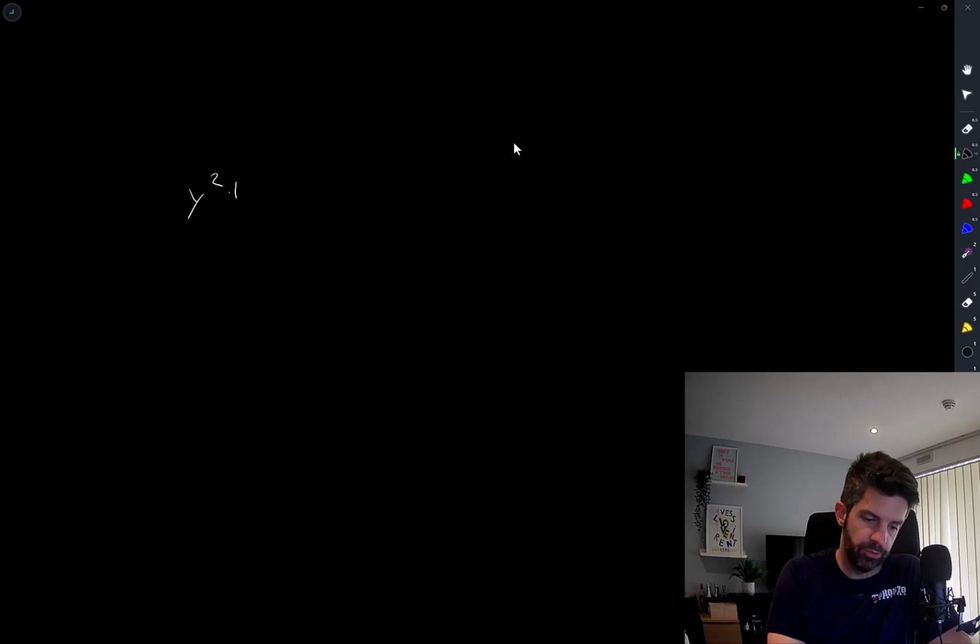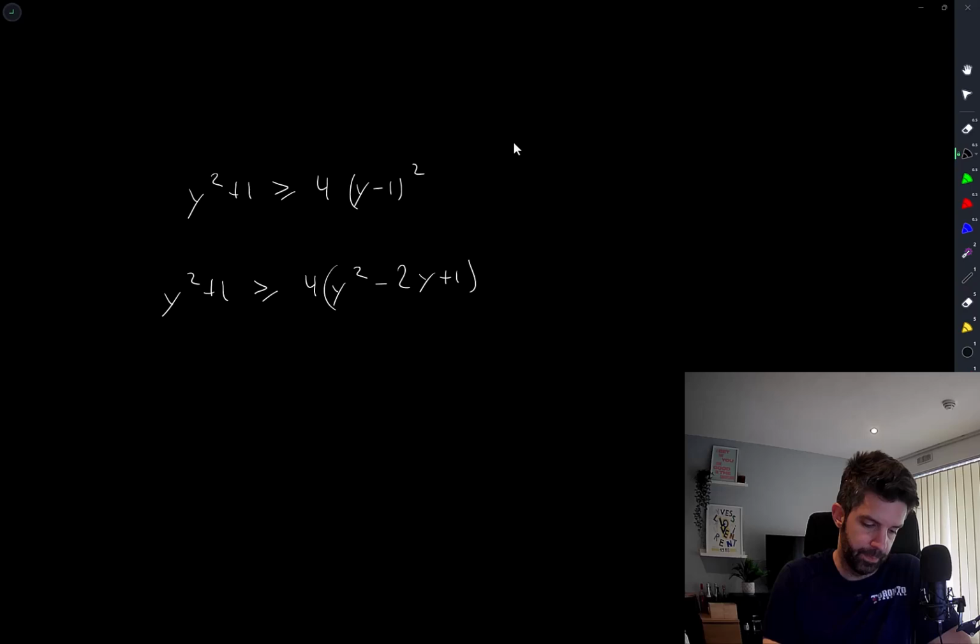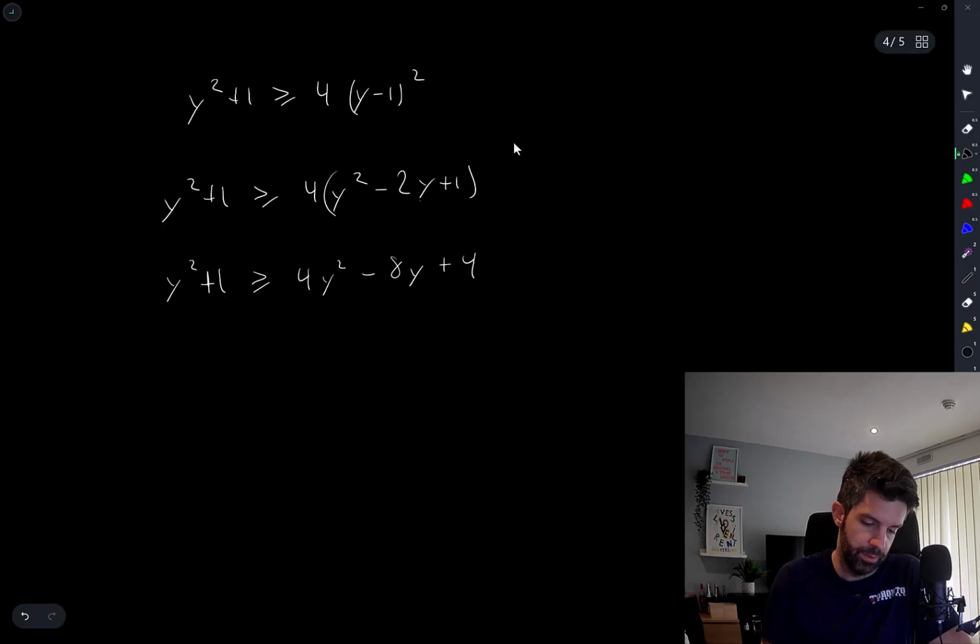We're going to assume that y squared plus 1 is greater than or equal to 4 times y minus 1 squared. Let's just expand this. Y squared plus 1 is greater than or equal to 4 times y squared minus 2y plus 1. So y squared plus 1 is greater than or equal to 4y squared minus 8y plus 4. So I have 0 is greater than or equal to 3y squared minus 8y plus 3.